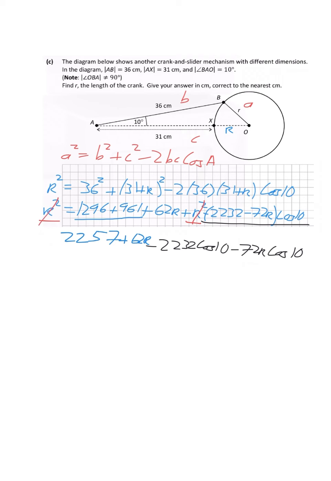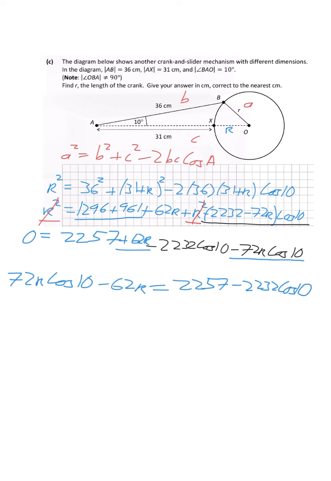Now I'm going to bring all the R's to one side and all the numbers to the other side. So 0 equals this. I'm going to bring over anything that has an R, so the minus 72R cos 10 and the 62R. Bringing those across, I'll have 72R cos 10 minus 62R equals 2257 minus 2232 cos 10.